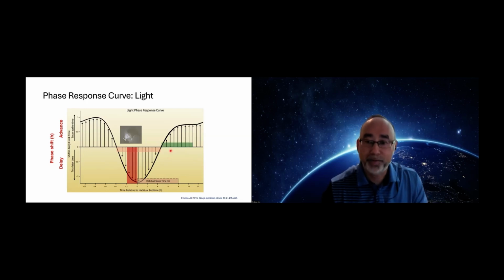There's also a phase advance region, which occurs in the last 3 hours of sleep in the early waking hours. And so that may be why it's advantageous to expose yourself to light, which makes it easier to wake up in the morning and the following days. And then there's the crossover point, which is about 2 to 3 hours before natural wake time. This aligns with the core body temperature minimum as well.